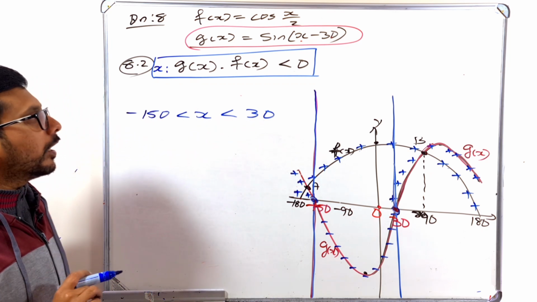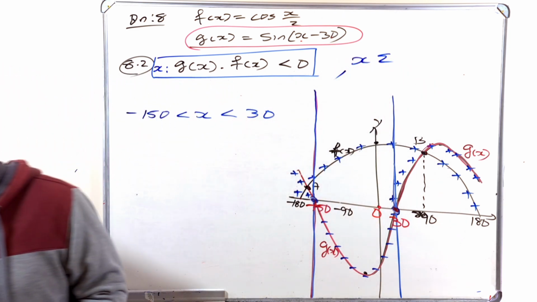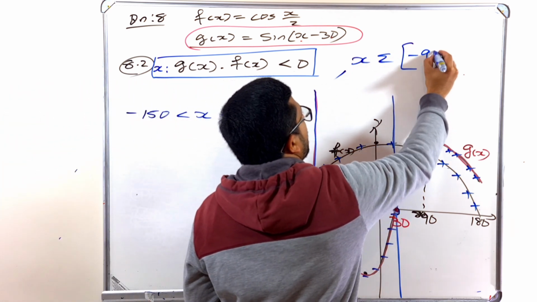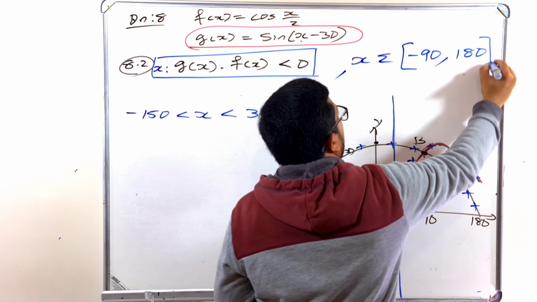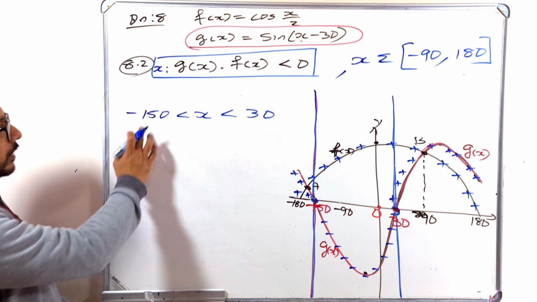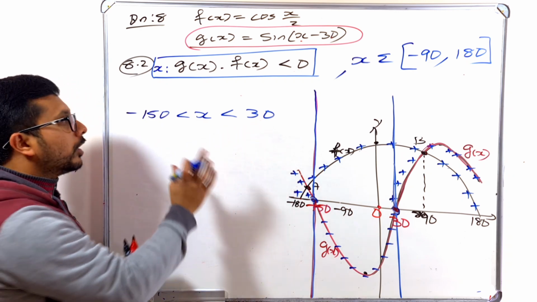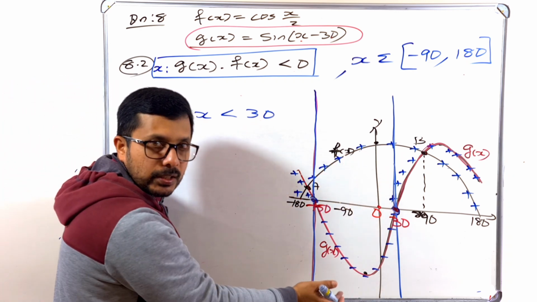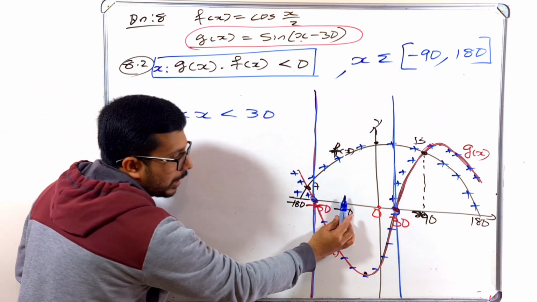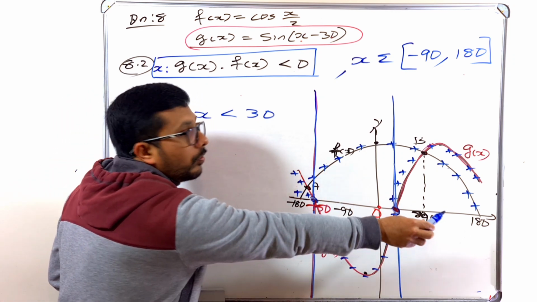But at the same time, look at the question once more. There is a domain given. x is an element of, what is the domain given? Minus 90 to 180. Can you see that one? So even though between minus 150 and 30 you get a negative answer when you multiply both graphs, because of this condition we don't want to consider what is happening before this minus 90. You have to consider only from minus 90 to 180.